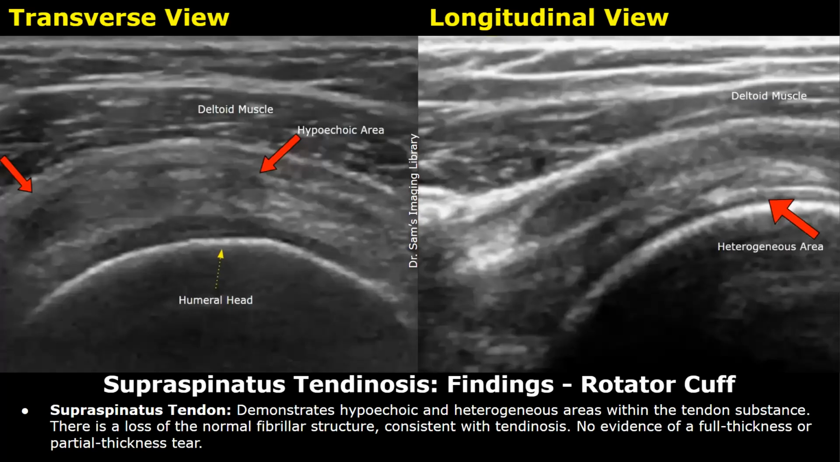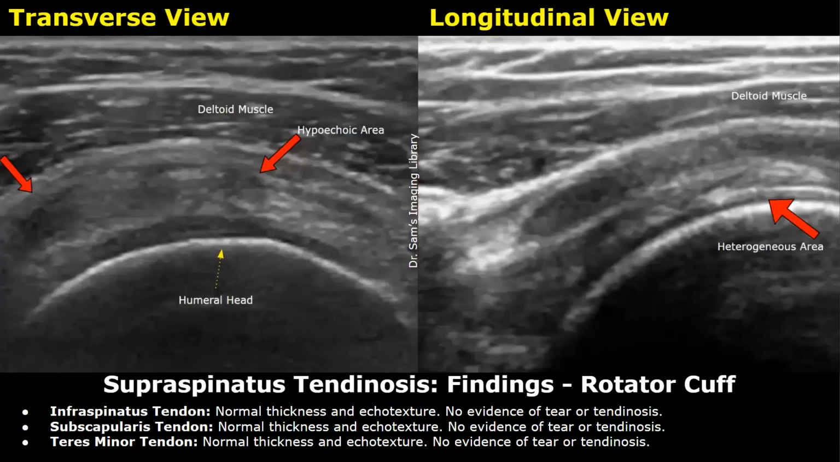Supraspinatus tendon demonstrates hypoechoic and heterogeneous areas within the tendon substance. There is a loss of the normal fibrillar structure consistent with tendinosis. No evidence of a full thickness or partial thickness tear. The rest of the rotator cuff tendons were normal.